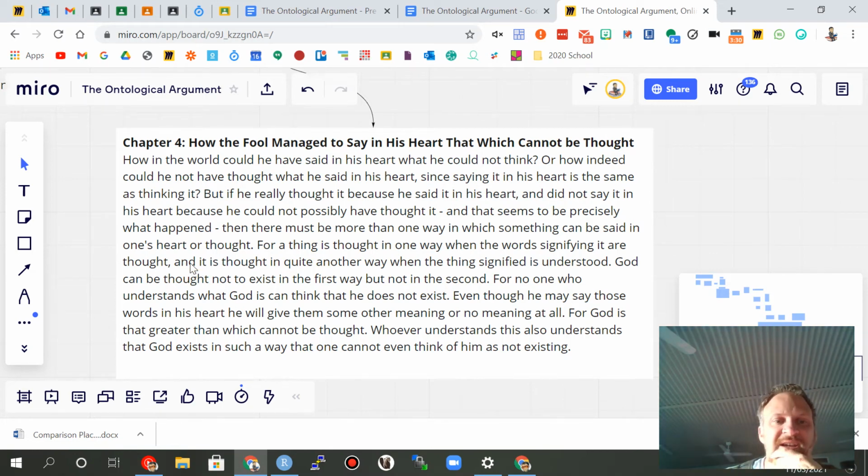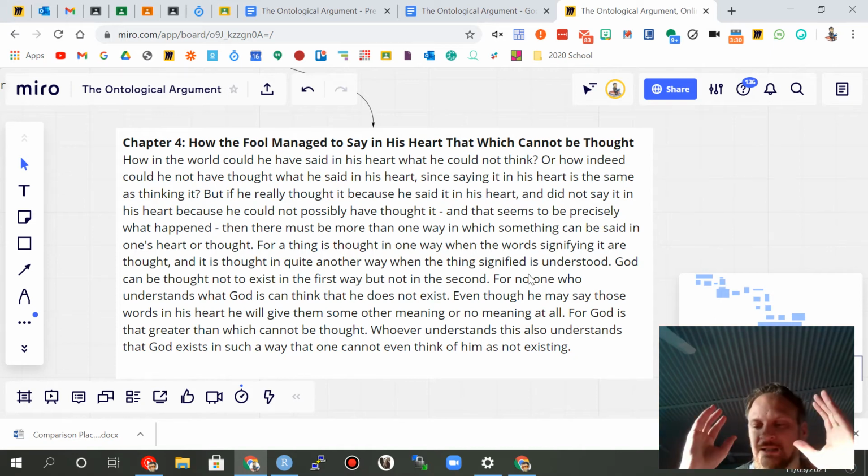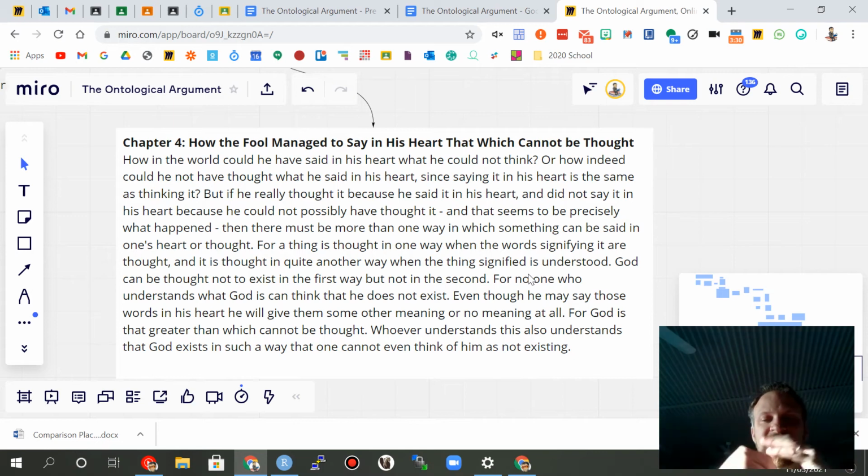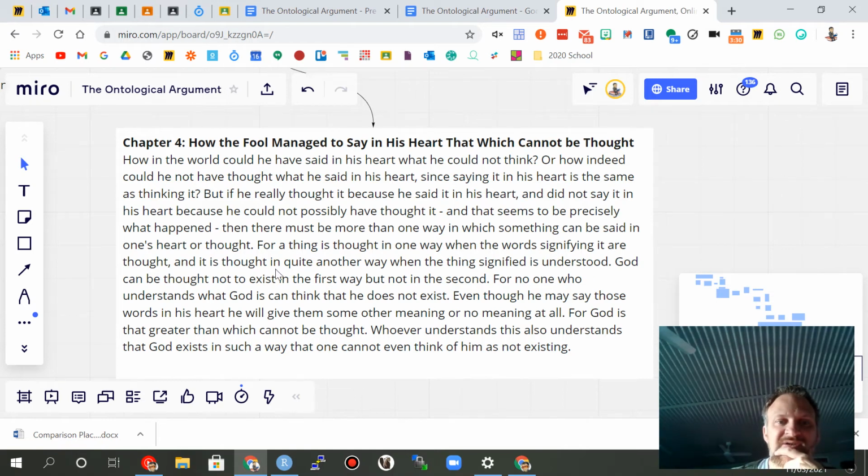Then he goes on to say, "and it is thought in quite another way when the thing signified," so the thing that you're trying to talk about, that's what signified means, "is understood." So he's saying, and you need to write that down, it's understood in a very different way when the thing that we're talking about is understood. So saying something forms a thought that is very different from thinking something that is understood. Take a note.